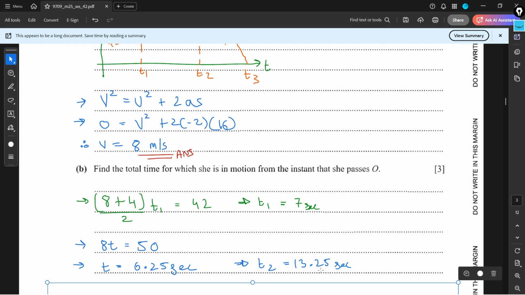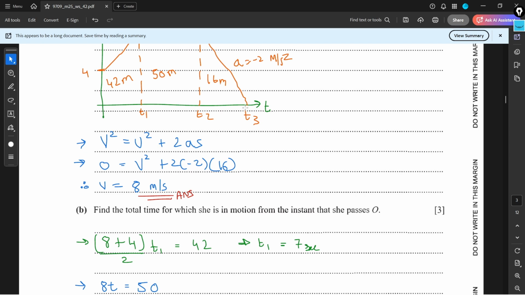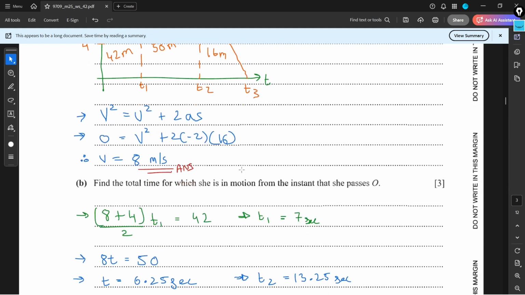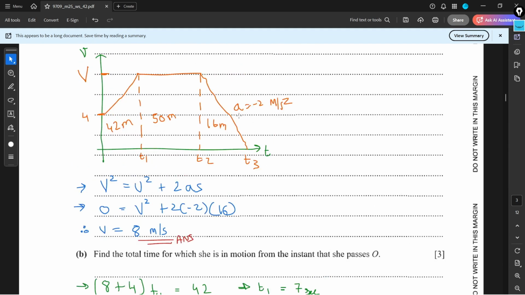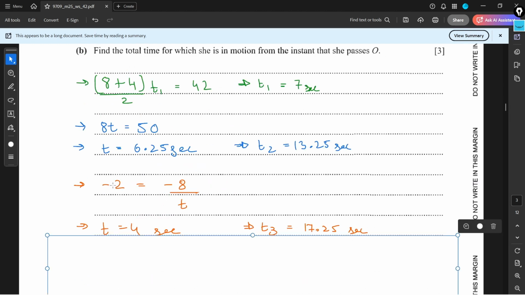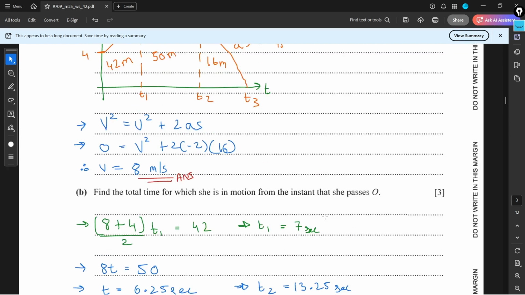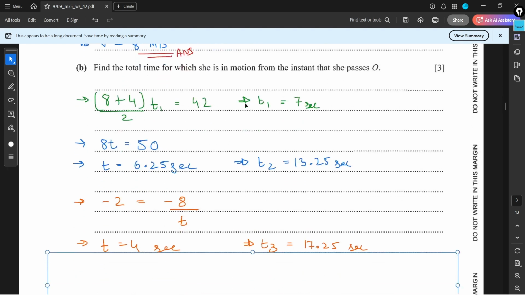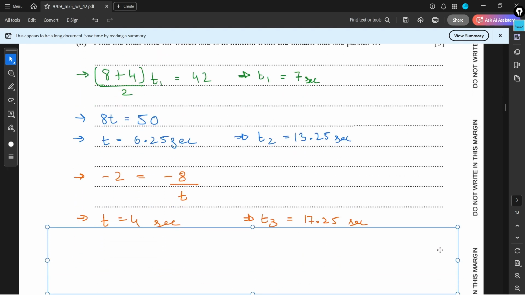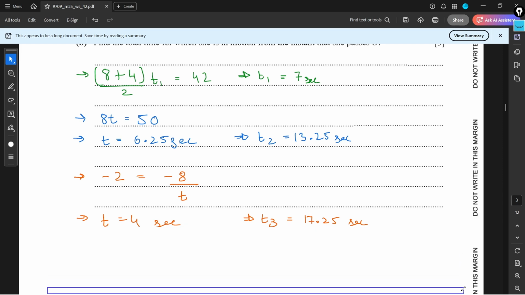And similar to this, I'm going to find out the time interval for the last part. The way that I'm going to do it is I know over here that the acceleration is -2. So using the value of the acceleration and the gradient of this line, I can find out this time interval. So -8 by t is equal to -2. From here, I get t is equal to 4 seconds. And because I know that till t2 it was 13.25 seconds, if I add another 4 seconds, the total time taken for this journey is going to become 17.25 seconds.